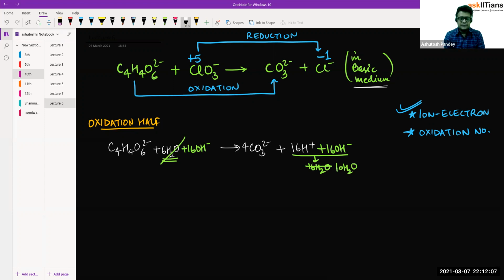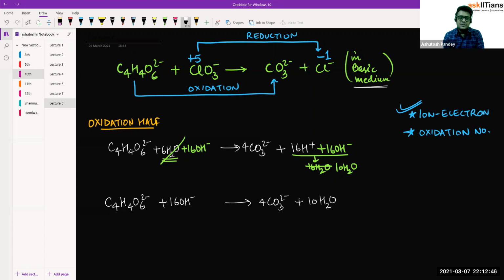Let's write the reaction again. C4H4O6 2 minus plus 16OH minus gives 4CO3 2 minus plus 10H2O. In this we have 4 carbon on the reactant side and 4 carbon on the product side. Hydrogen: 4 and 16, that is 20 hydrogens on the reactant side and 20 hydrogens on the product side. Oxygen: 6 and 16, that is 22 oxygens, and 12 and 10, 22 oxygens on the product side. So atoms are balanced.